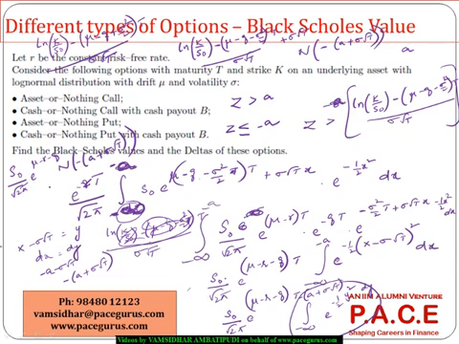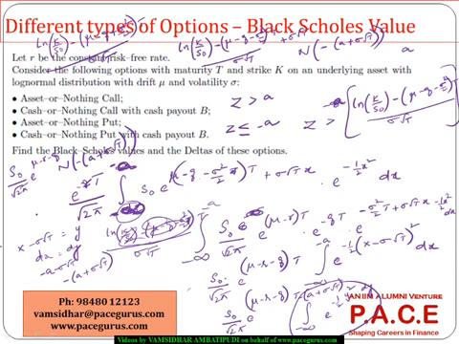And what we are simply saying is this is the price of the call option if it is an asset or nothing kind of a call. So this is the price of the call option in case of asset or nothing kind of a call, because we are going to get a payoff of ST when ST is greater than K, otherwise we are going to get 0.